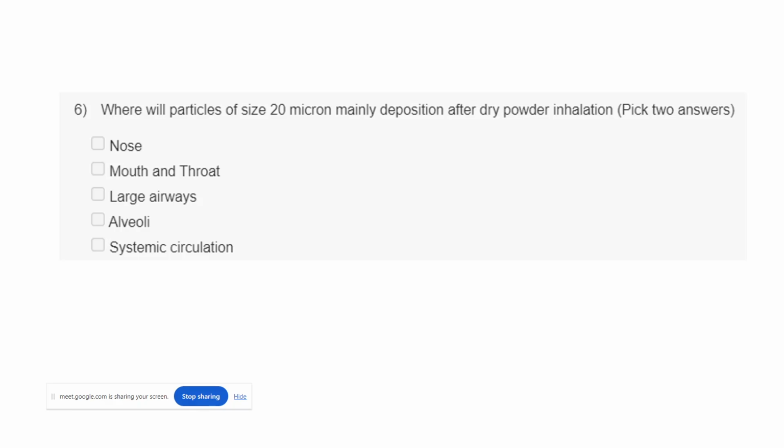We have our next question here. Where will particles of size 20 micron mainly deposit after dry powder inhalation? You have to select two correct answers here.